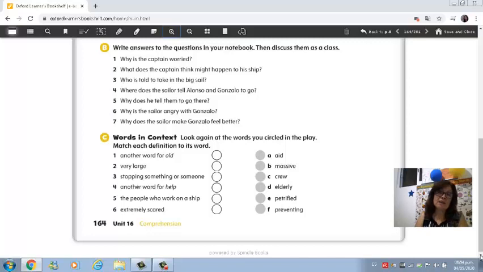Another word for help? Aid. The people who work on a ship, it's the crew. Extremely scared. It's petrified. I know you knew the words, all right? Okay, very good.